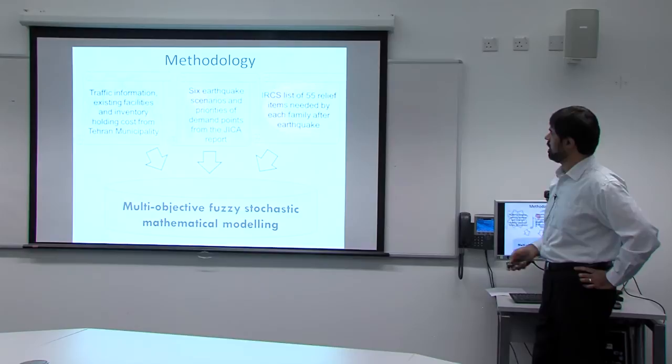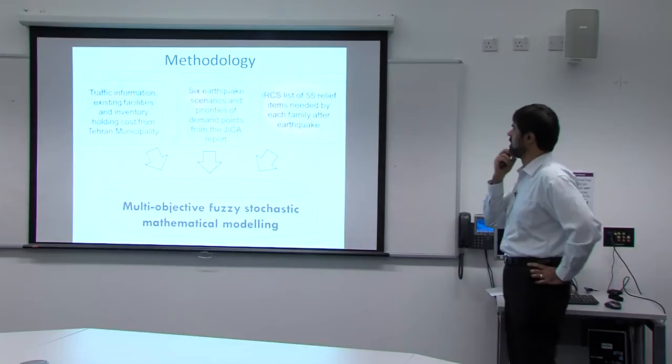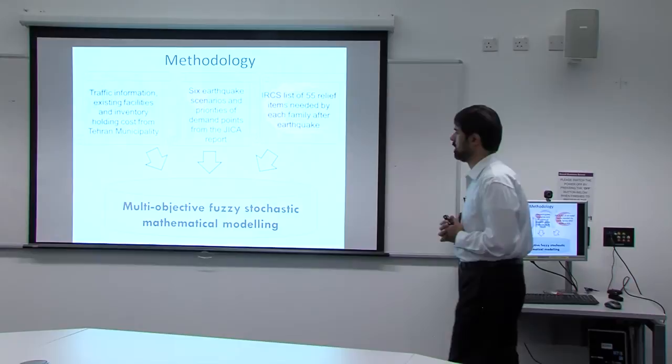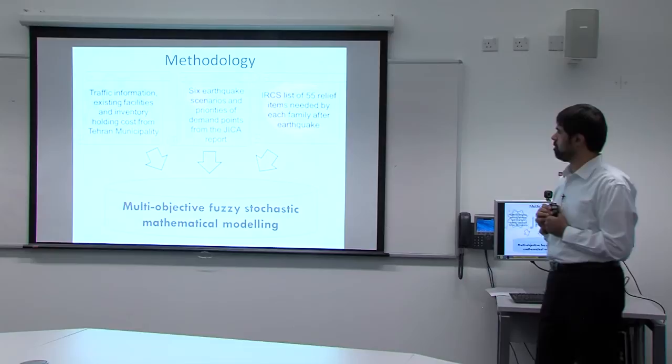And we used that as the main source for estimation of the data. And we used the list of Iran Red Crescent Society for the 55 relief items needed by each family. They have a list of 55 basic needs of any family after the earthquake, after any incident. And we used that as the basic needs of families.